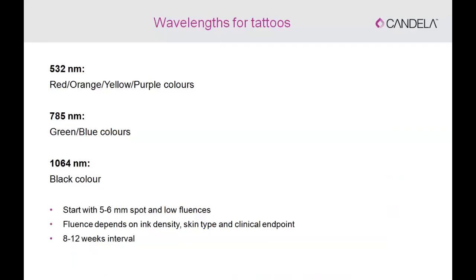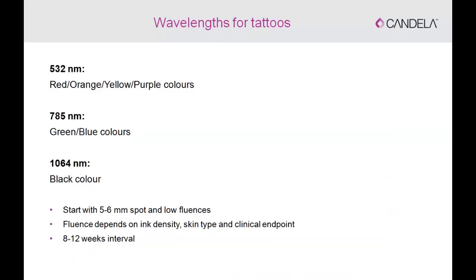So this is the slide that summarizes the wavelengths that we will use for tattoos. The 532 nanometer is predominantly for red, but if you happen to have orange, yellow, or purple colors, that's the wavelength to use. The 785 is for the green and the blue colors, and for the black colors, we would use a 1064.